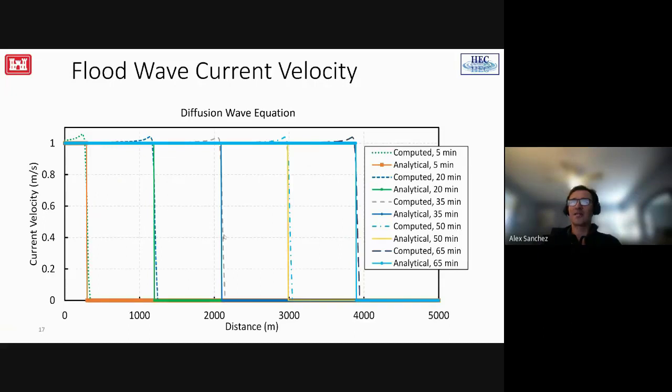And then this is the velocity profiles compared as well. The velocity should be either 0 or 1, so any deviations from that are caused by numerical errors. But the model did a pretty good job in reproducing the velocities. The velocities are much more difficult to get correctly than the water surface elevations.